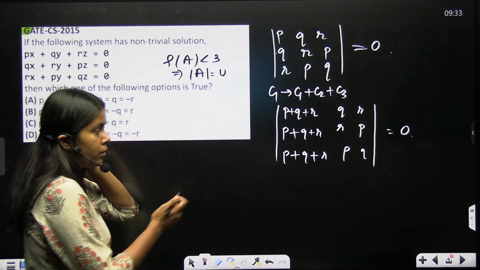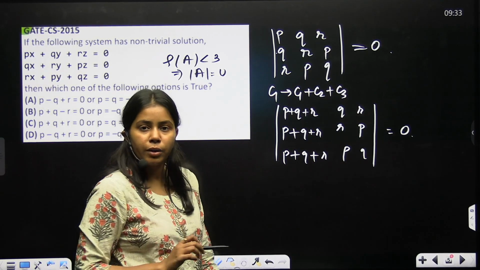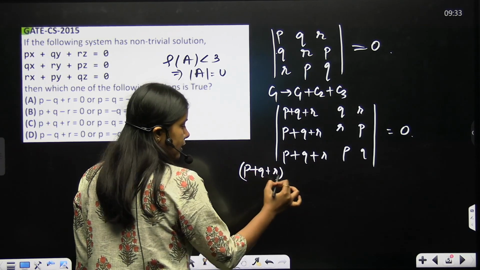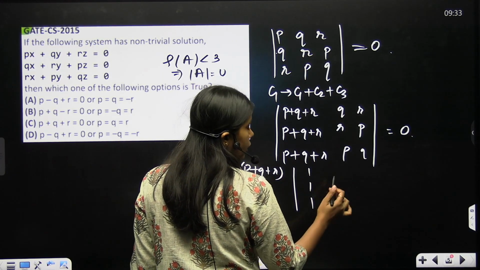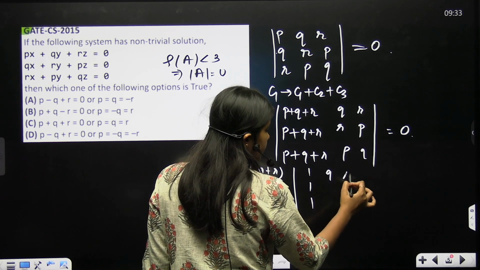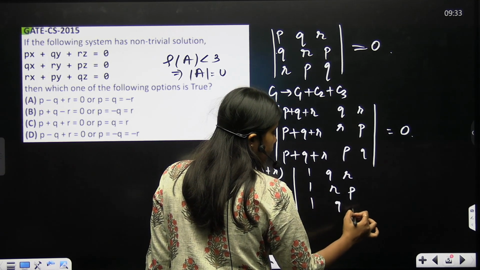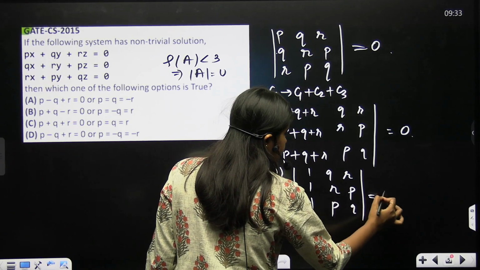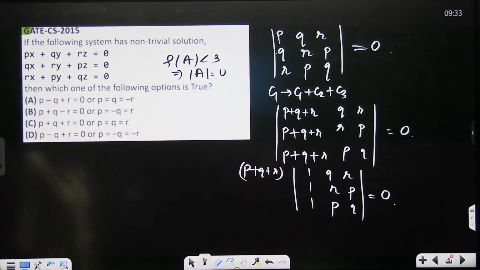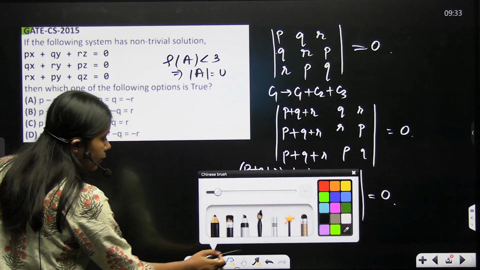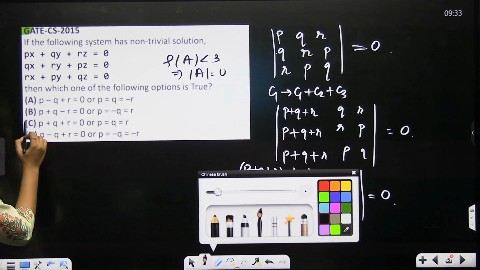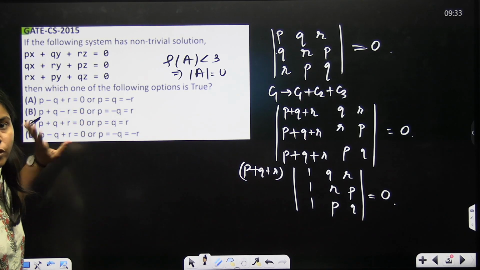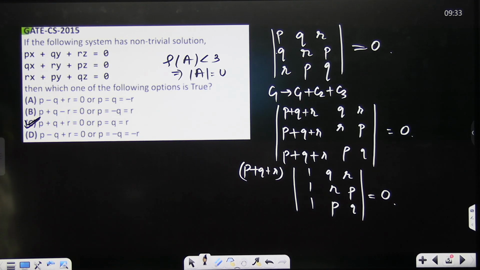So what I can do is take P plus Q plus R common from column 1, because I can take a common factor from any row or any column of the determinant. Q, R; R, P; and P, Q equals 0. Now I'll see that P plus Q plus R appears in only one option, option C. So till this point you get the answer that option C is correct, right?